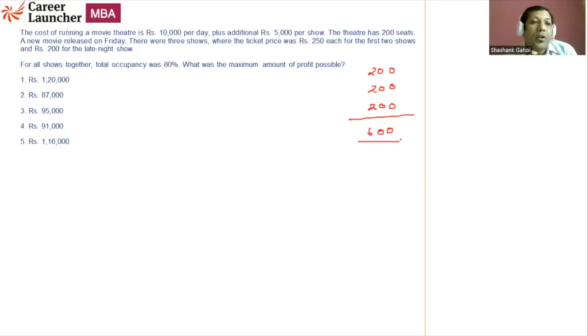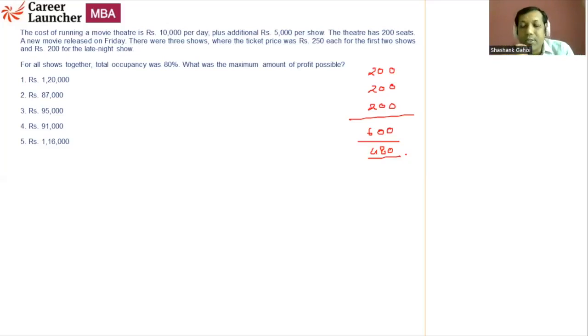Okay. For all shows together, the total occupancy was 80%. So it means total tickets sold are 80% of the total available. So 80% of 600 is going to be 480. So a total of 480 tickets are sold.